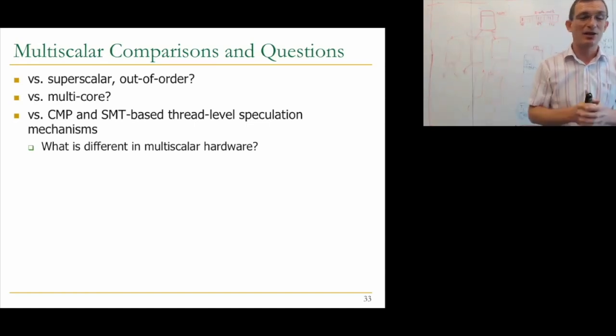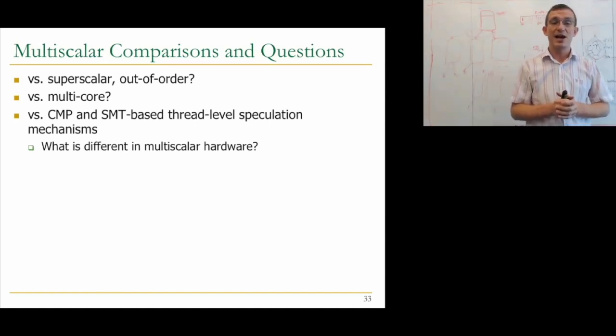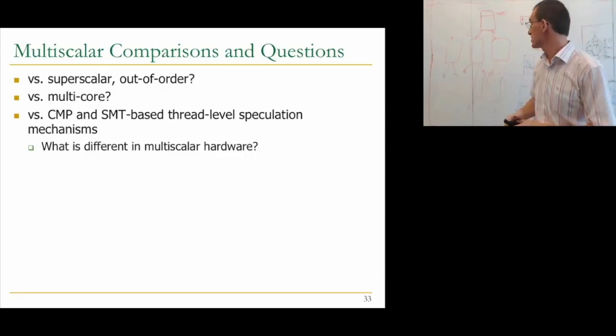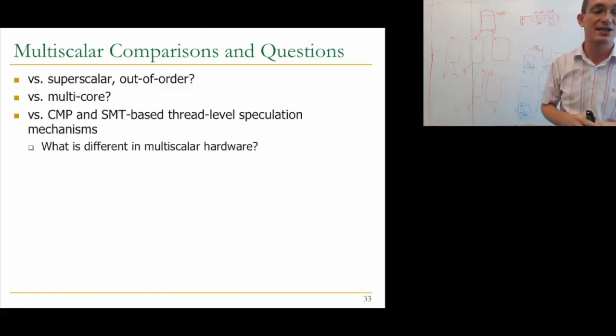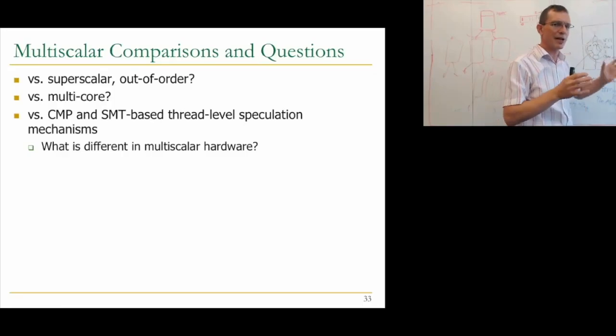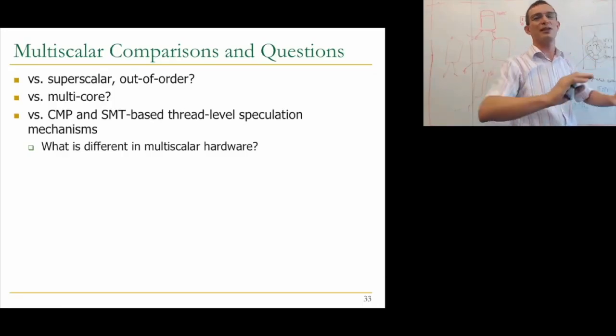I'd encourage you to do some comparisons of multiscalar. Basically, how does this compare to superscalar out-of-order processors? There's some comparison with a single instruction window that we've discussed, right? How does it compare to multi-core processors? This looks kind of like multi-core, right? Except we're speculatively parallelizing things.